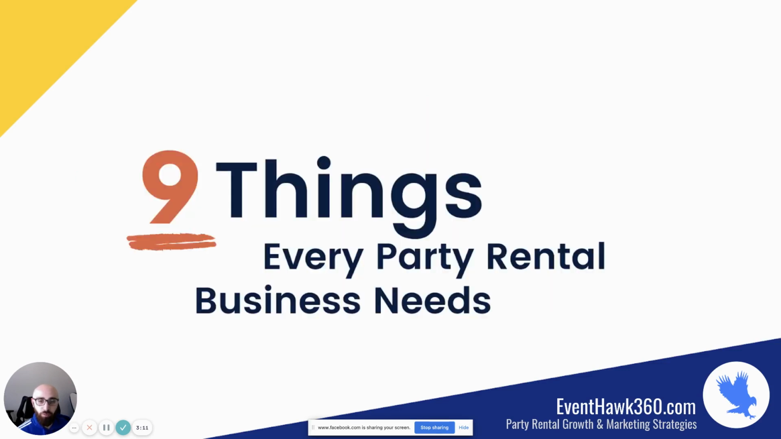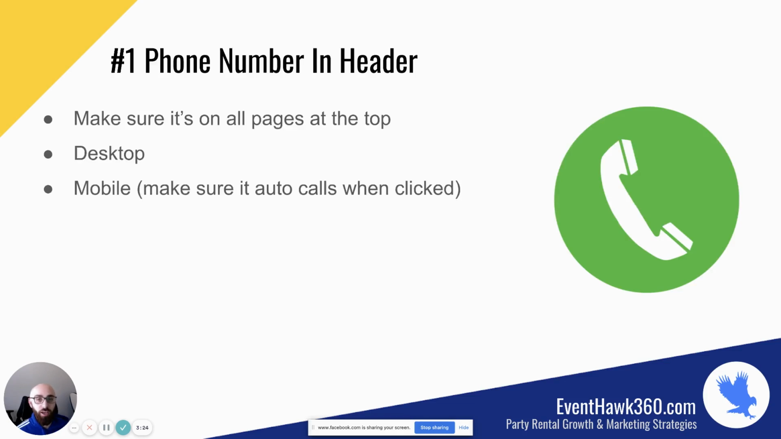The 9 things that every party rental business needs. Number 1 is one that I was missing for a long time, and I never realized it until somebody pointed it out. I'm like, oh, yeah, that makes sense. Number 1, and I see this so often: having a phone number in the header of your website. Sounds like a no-brainer, but a lot of people don't have it. Not just on desktop, also on mobile. And make sure that it calls when clicked.